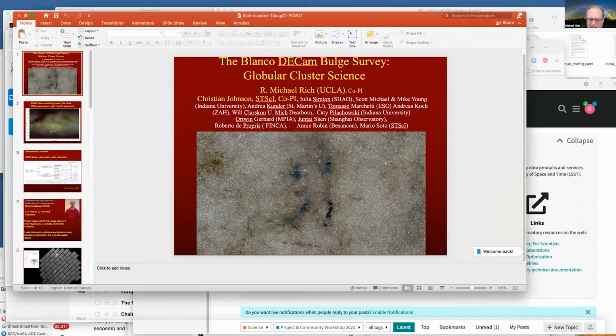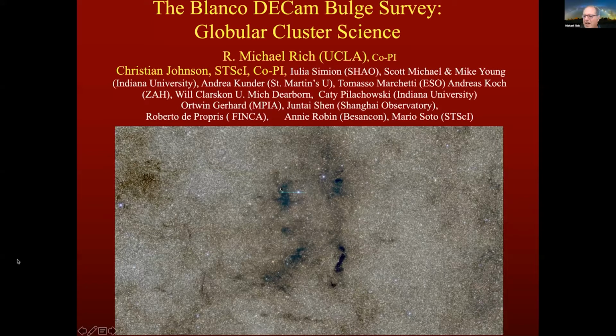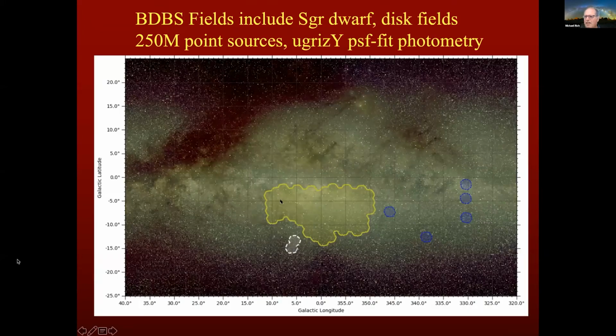Okay, I'm going to talk about the Blanco DECam Bulge Survey, a survey of 200 square degrees of the southern galactic pole using the Dark Energy Camera. This shows our field of regard. In particular, I'm going to talk about results for globular clusters from this survey of 250 million point sources that have been fit with PSF fitting photometry in ugrizY.